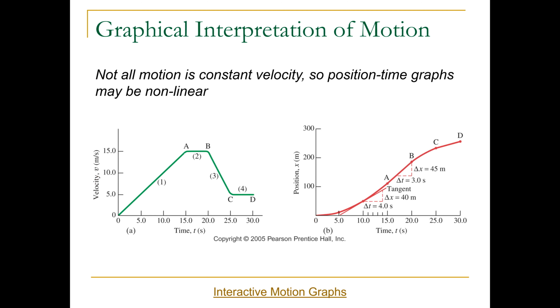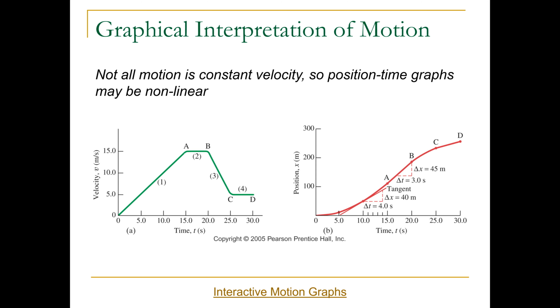We don't always get a nice, perfect straight line. So here we have a couple examples of slightly more difficult graphs to interpret. And note that on the left, we have a velocity time graph. So when we're looking at the graph on the left, we'd probably break it down into different segments. Here, those segments are numbered 1, 2, 3, and 4.